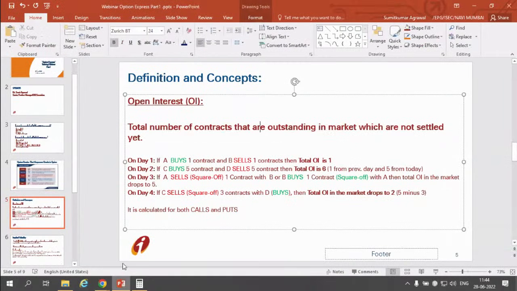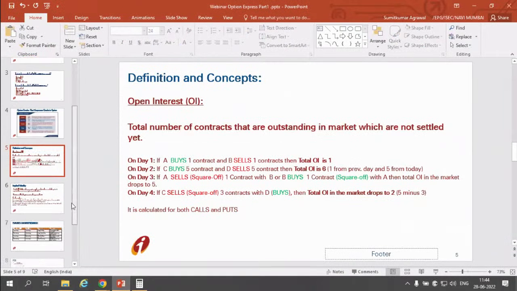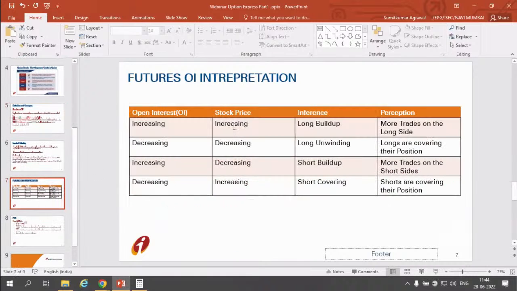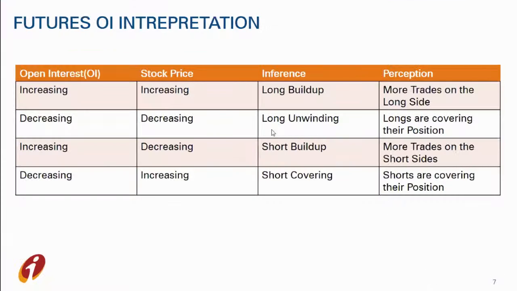So let me just touch base on the long short build-up and how to understand what it means. In futures, you need to first understand how the open interest behaves. If open interest in futures is increasing and the stock price is increasing as well, we say that long build-up has occurred. What it means is more trades are on the long side of the trade. So lots of people actually want to buy the futures.